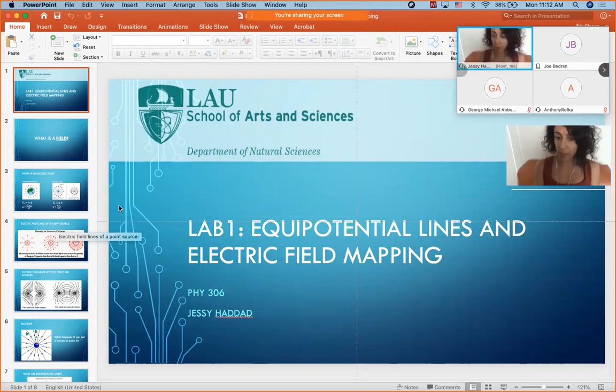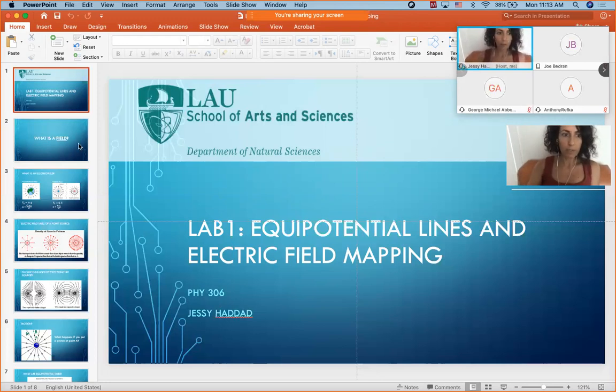Lab 1, Equipotential Lines and Electric Field Mapping, that's the title. Physics 306, it's Lab 1. This is all you need to know. By the way, you need to submit the work anytime before next Monday at 11. I will explain how, which means if you can finish it tomorrow or after tomorrow, please do so. Don't wait until the deadline.